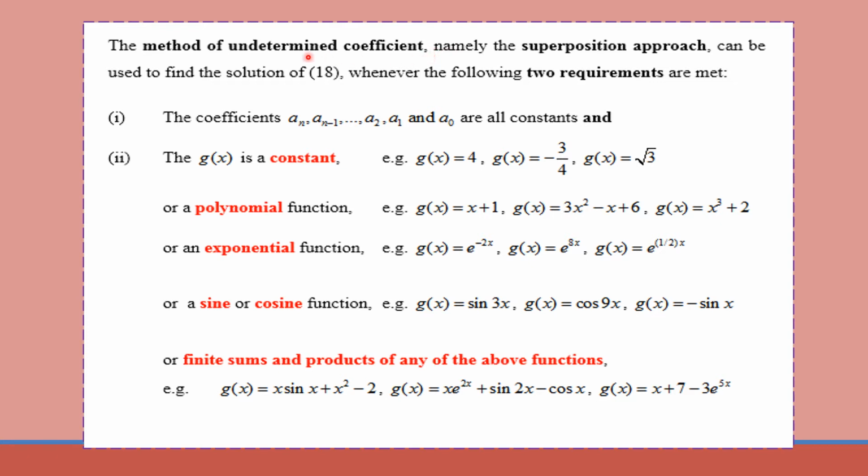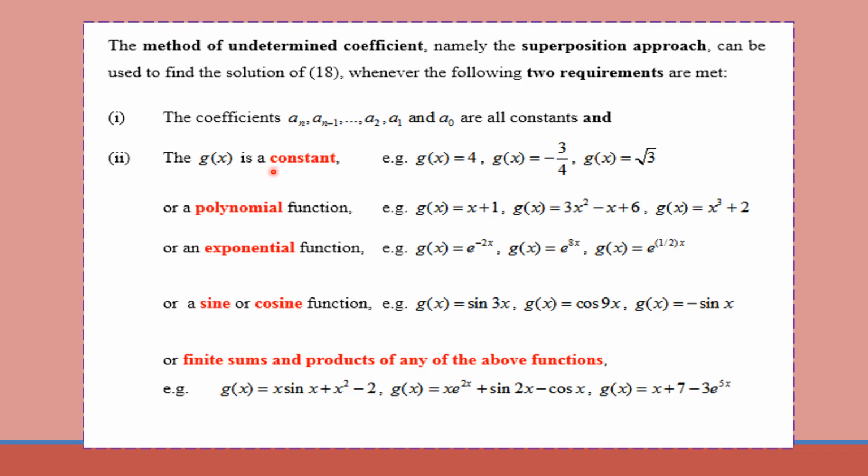In order for us to use the method of undetermined coefficients, or specifically the superposition approach, we need to check for two things. The following two requirements must be met in order for us to use the superposition approach. The first requirement is that the coefficients must all be constants. So that's the first thing that we have to check. The second requirement is that g(x) must belong to one of these groups of functions.